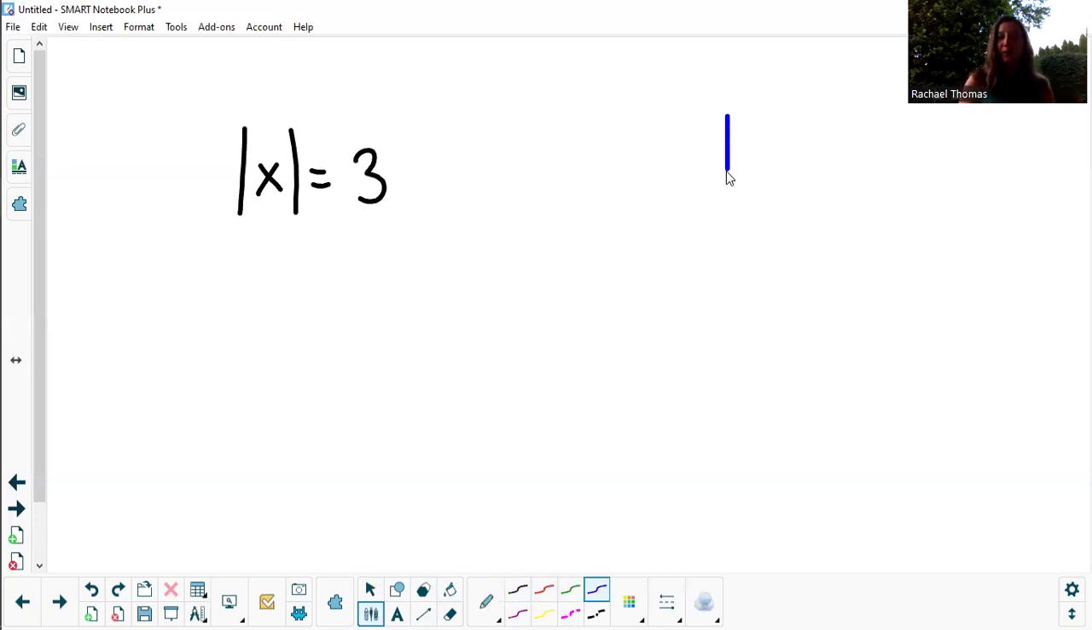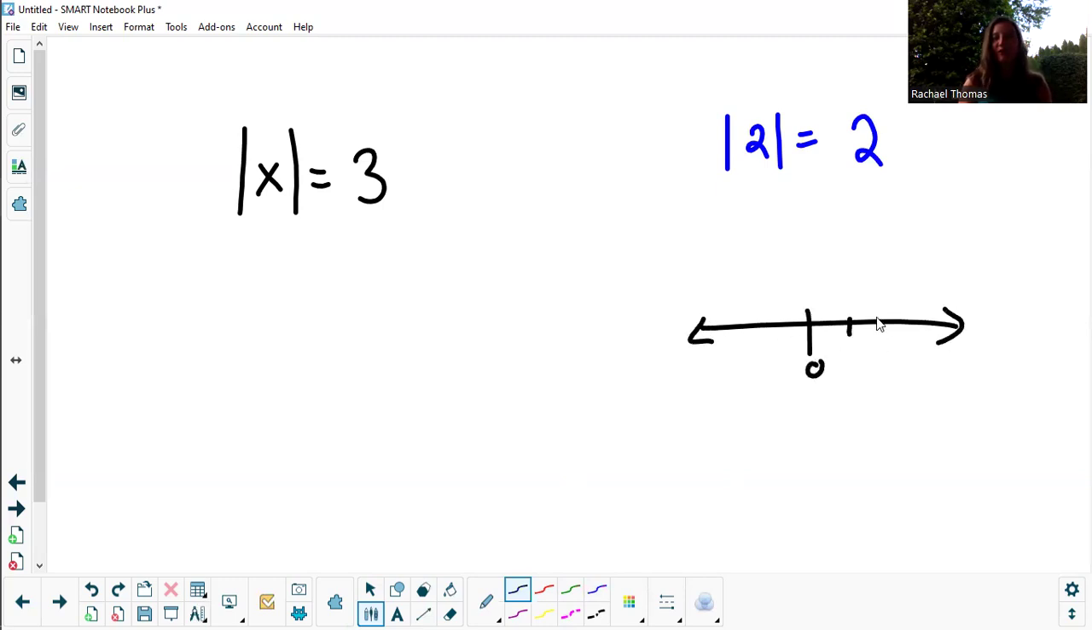A quick refresher on absolute values. Absolute value just means distance from 0. So if I ask you the absolute value of 2, it's 2, because 2 is 2 away from 0, right? If I drew a number line, there would be 2. Bang. 1, 2, absolute value of 2 is 2. But that means that the absolute value of -2 is also 2 because its distance from 0 is also 2.